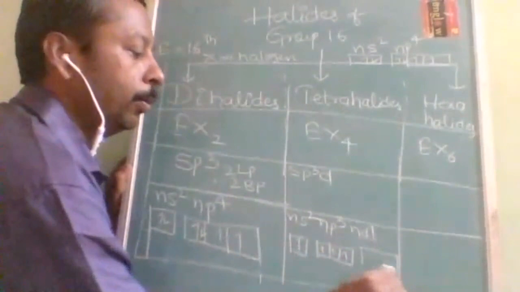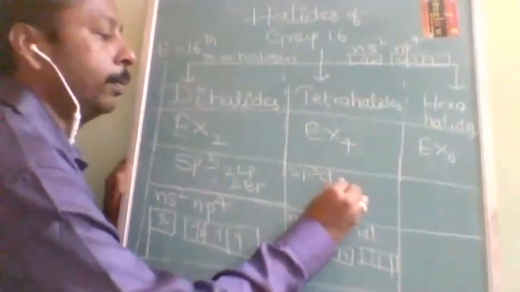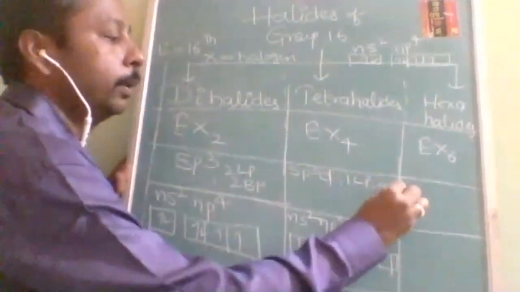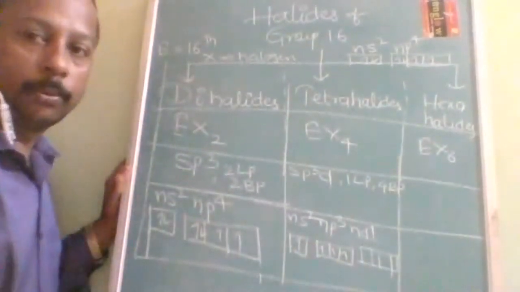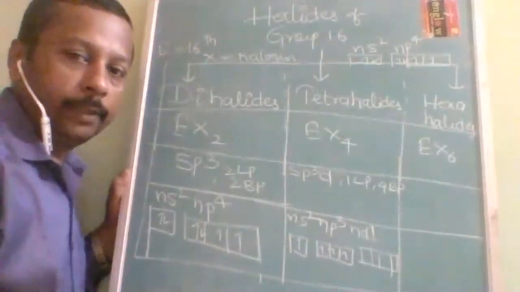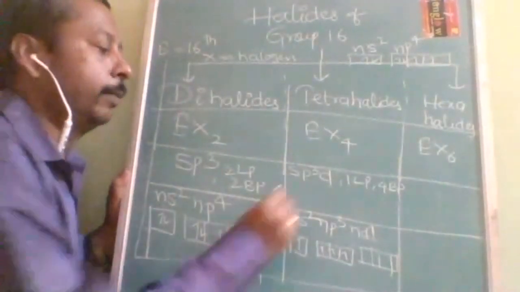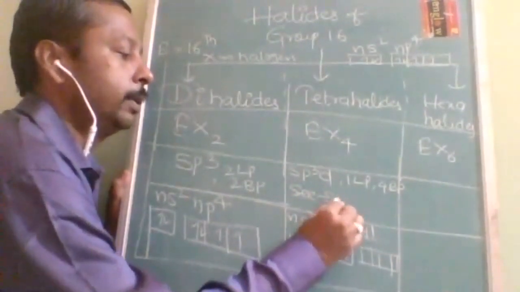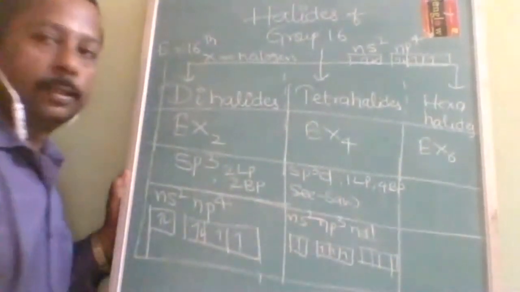Okay, and how many bond pairs are there? Four bond pairs. One lone pair, four bond pairs. So with that, what hybridization is it supposed to have? sp3d with one lone pair, four bond pairs. Very good. It is seesaw shape. What shape? Seesaw. Okay, seesaw shape.